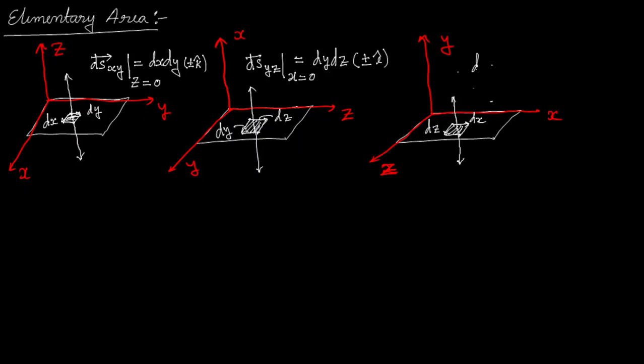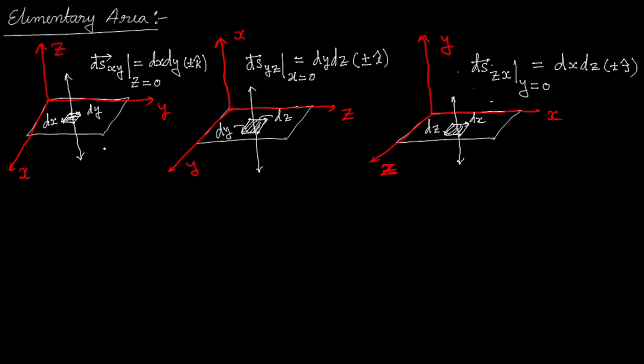So on this plane we can write the elementary area vector ds in this way. Now it is on the zx plane, so we'll write ds_zx, and on this plane y is equal to a constant, and in this case y is 0. So this is equal to, first we'll write the magnitude of this area vector, dx into dz, and then the direction. Since it is also an open surface, we can take either upward or downward, so in this case it will be plus minus j cap.